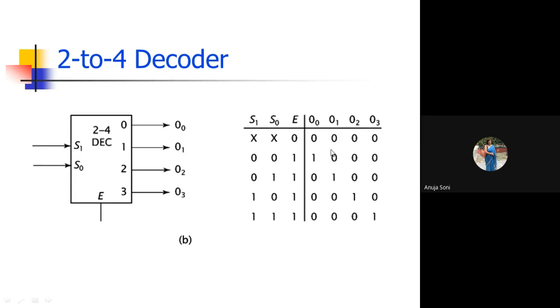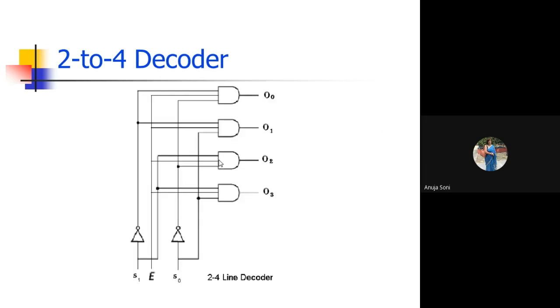Similarly, what will be the formula for O1? It will be S0 as such dot S1 bar. And the formula for O2? It will be S0 bar into S1. And the Boolean expression for O3? It will be S0 into S1. So this way, once you get the values, you are able to derive the Boolean expression, and you are able to very easily draw its logic circuit diagram.